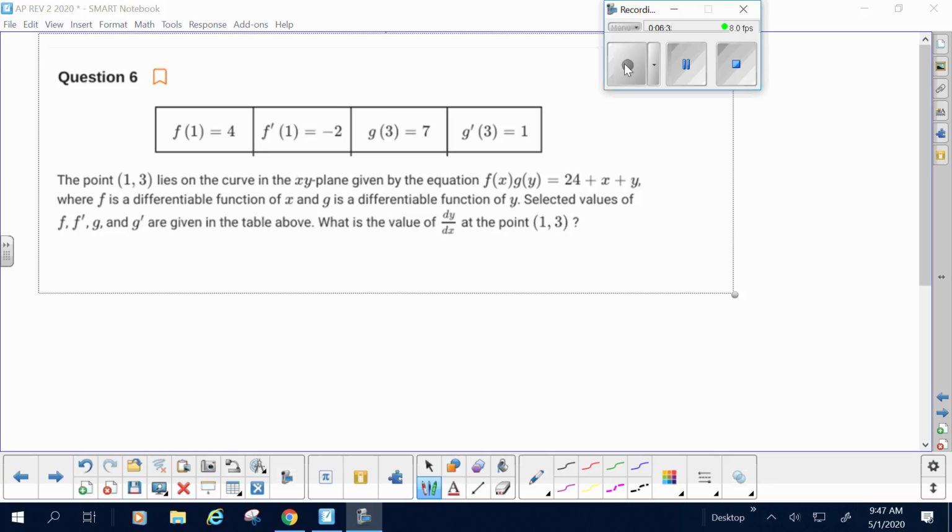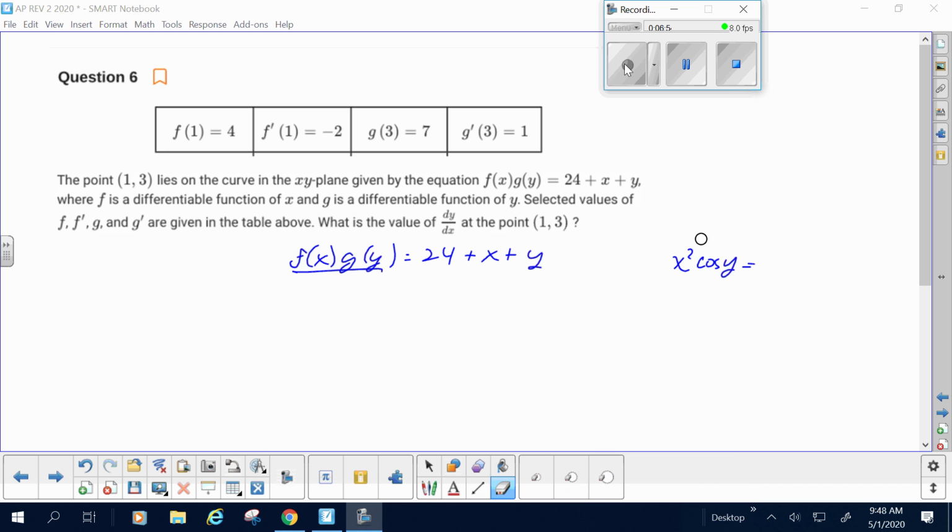All right, so we have this problem. f(x) g(y) = 24 + x + y is some kind of relationship. It's implicit. Think of it like if it was x squared cosine of y. It's a function of x and y on the left side, all right? So if you want dy/dx, then we need to take the derivative with respect to x of both sides.